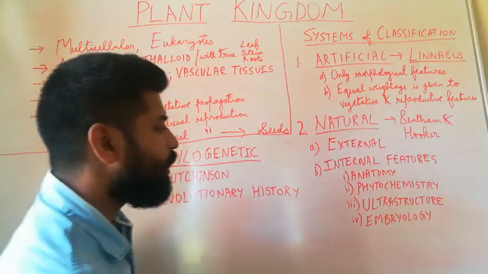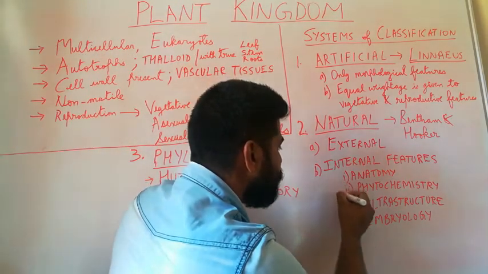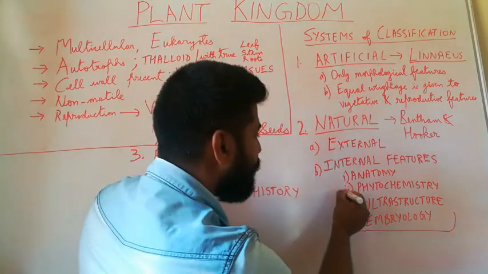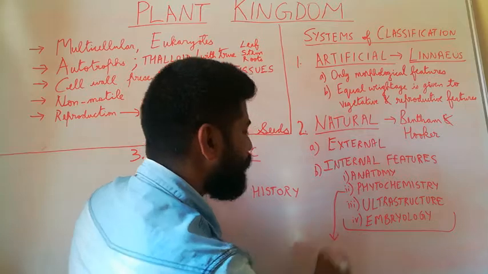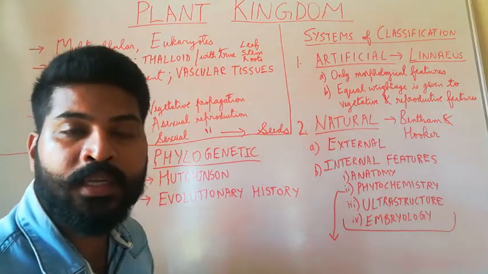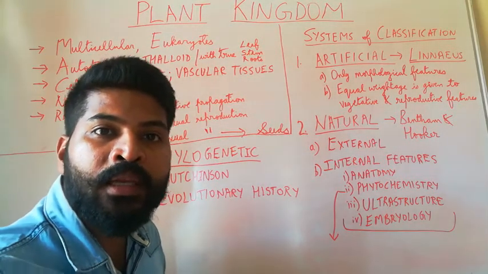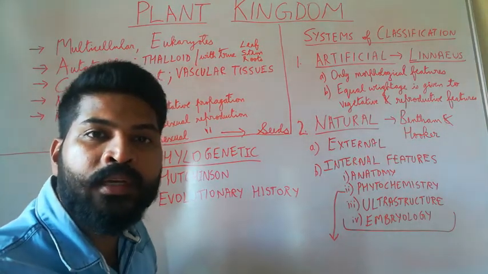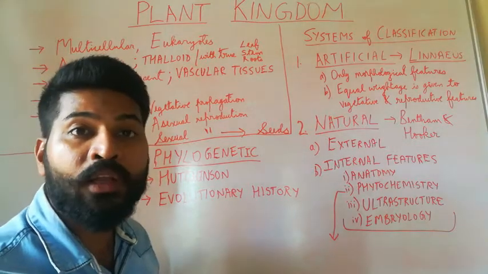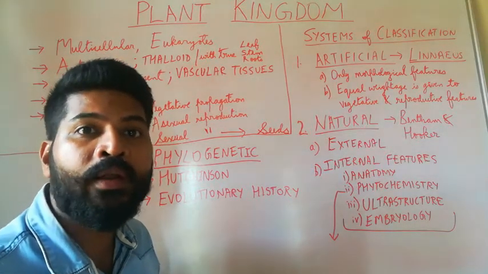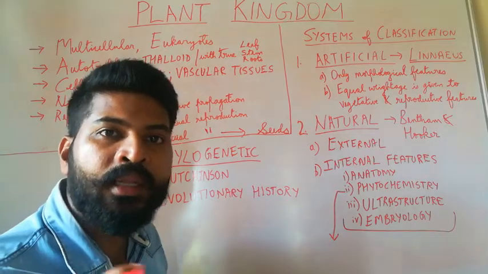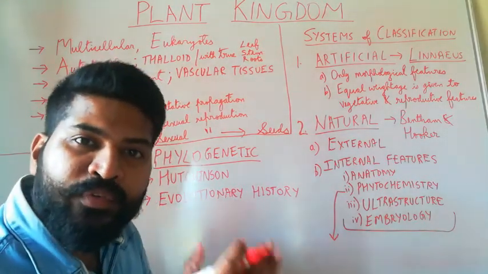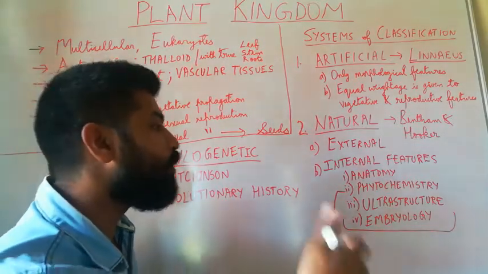Nowadays we also have other types of taxonomy based on this. For example, based on the phytochemistry of plants. Phytochemistry means the different types of chemicals produced by the plants. Each group of plant has its own unique type of chemical. This could be alkaloids, flavonoids, or any other secondary metabolites. Using these chemicals also we can differentiate one plant from another group of plants.